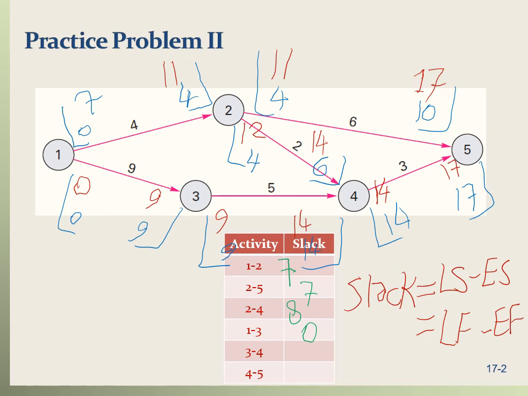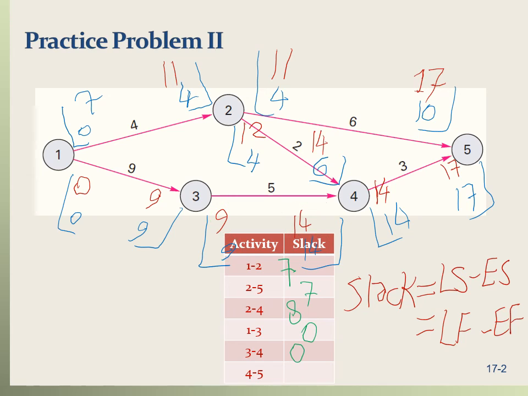Next activity is 3 to 4. That's again on the critical path, so we can actually expect that the slack is 0, and you can check that by computing the slack. The slack is late start, which is 9, minus early start, which is 9, which is 0. Or late finish, 14, minus early finish, which is 14, again 0.